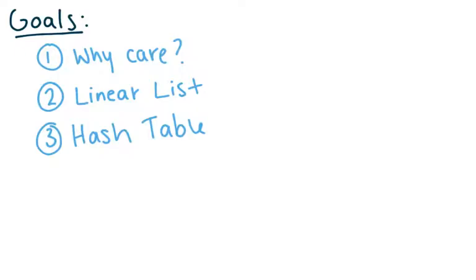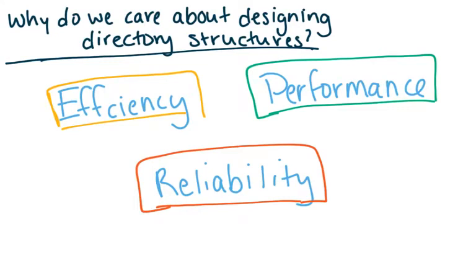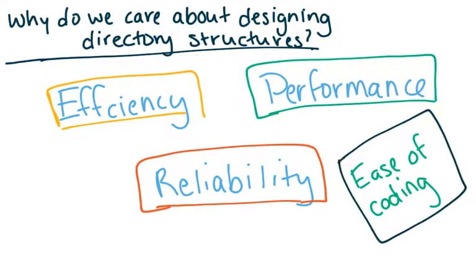We'll talk about the two most popular ways of doing directory implementation, and that is a linear list and a hash table. So why do we care? Again, we care because the different types of implementation strategies are going to lead to either increased or decreased efficiency, performance, and reliability. And I also want to add in here ease of implementation, ease of coding. That's an important one as well. Some of these are easier than others, and that should be taken into consideration as well.